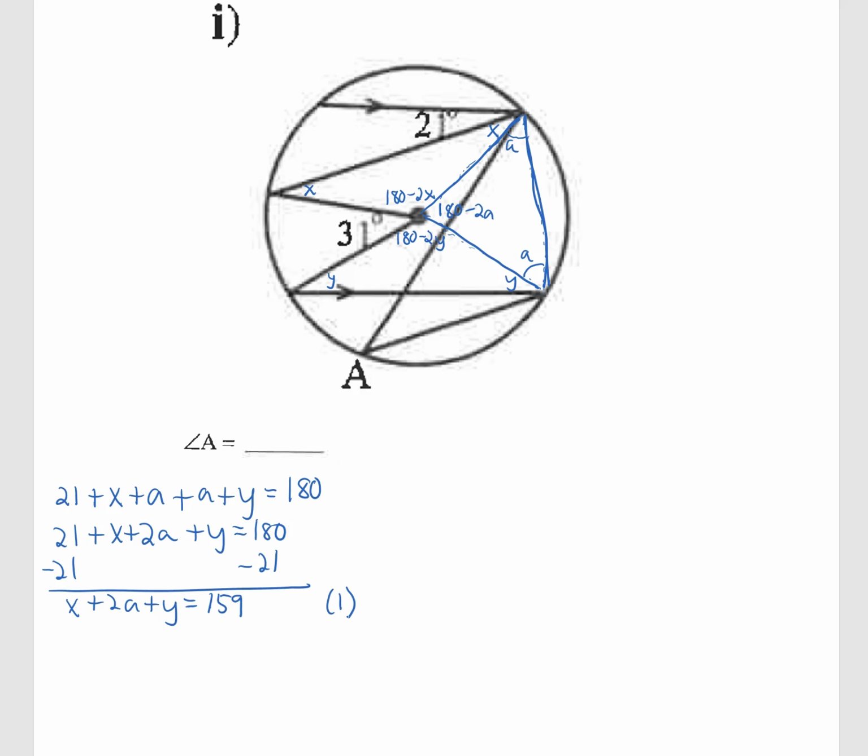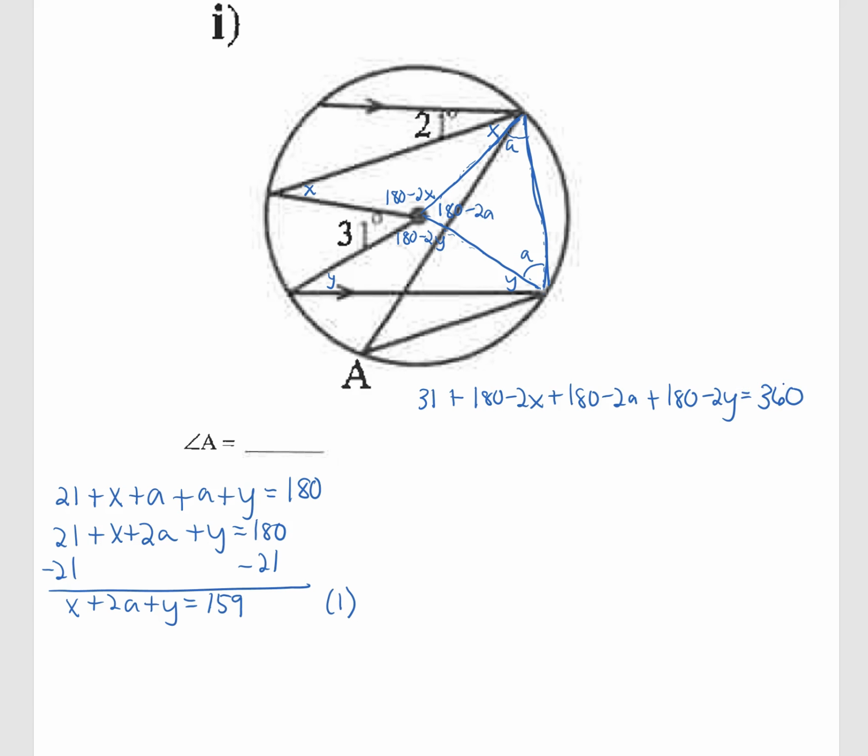So we can come up with another equation looking at the center of the circle here. And we know that a circle has to add up, or the angles have to add up to 360 degrees to make a full circle. So let's add up these angles. We'll say 31 plus 180 minus 2x plus 180 minus 2a plus 180 minus 2y equals 360.